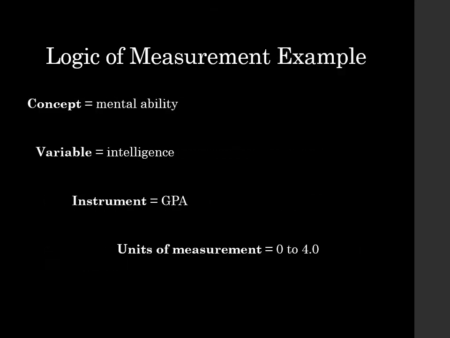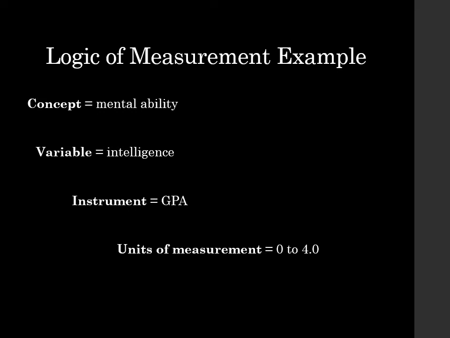In this example, our concept will be mental ability. The variable we want to look at is intelligence. So, intelligence is an aspect of mental ability. Then we're going to look at an instrument to measure intelligence. Here we're going to look at the GPA, grade point average, something you all should be very familiar with.